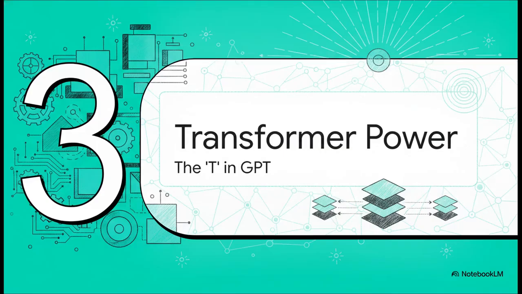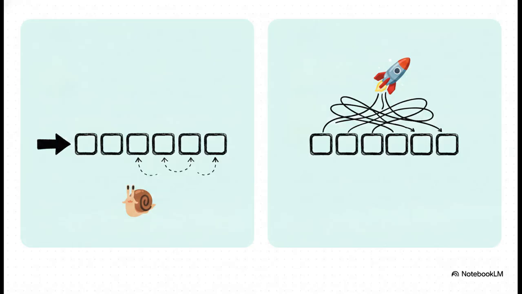Which brings us to Section 3, the power of transformers, the T in GPT. This is all about a massive breakthrough from a 2017 research paper that literally made modern LLMs possible. So, older AI models used things called recurrent neural networks, or RNNs. They read text sequentially, strictly left to right. This was super slow and meant they practically forgot earlier words by the end of a long sentence.